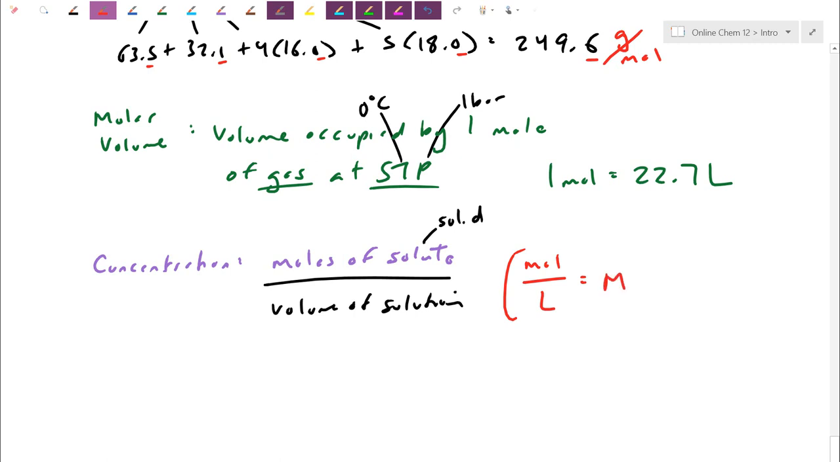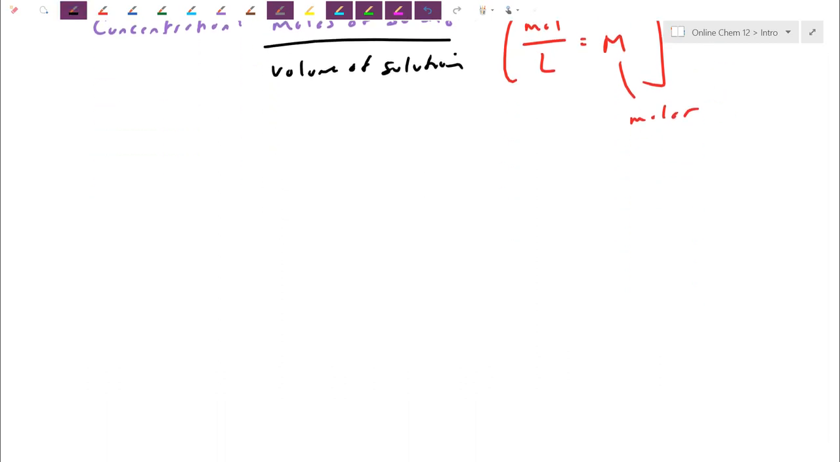We're going to shorthand that with a capital M. And that capital M here, we just say in words, molar. So 5 molar, 10 molar, right? It just defines how many moles there are per every liter. Let me just summarize that on that mind map that we saw.